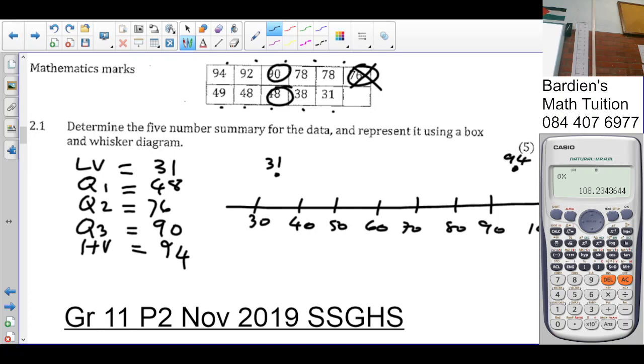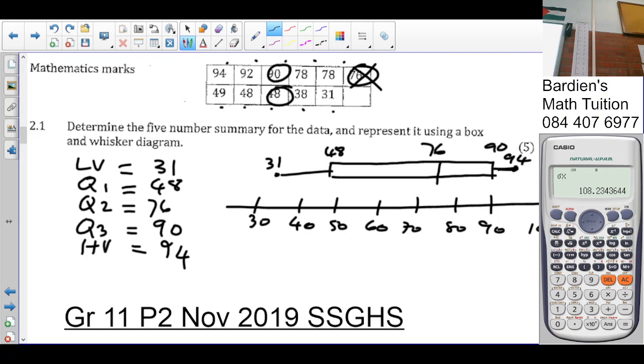76 gets a stroke, so it's a bit halfway, just over that. 76. Then you've got 48. It's 40, just under 50, so it's 48. And then 94. It is 90. Okay. What you notice here is that I'm drawing the numbers on top of their respective points.